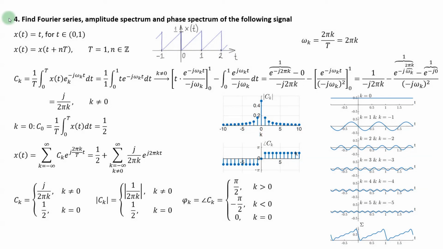In this slide, we still have the same task. We want to find the Fourier series, amplitude spectrum, and the phase spectrum of this signal. This time, the signal is equal to time in the interval from 0 to 1, and it is periodic with period of 1. So this is what my signal looks like. It is this sawtooth signal.